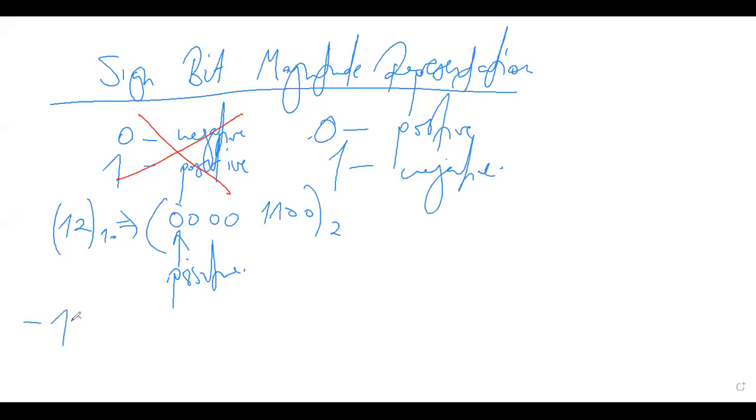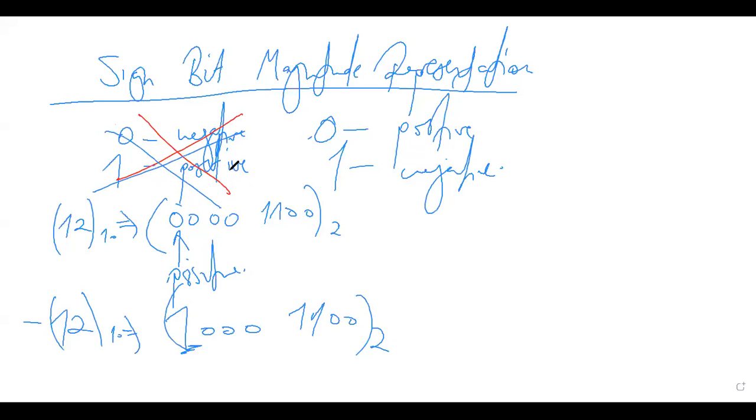1 means negative. So for sign bit representation, negative 12, 1 is negative, 0 is positive. I just made the error at this stage. So if you can verify that, thank you very much, computer engineering department.